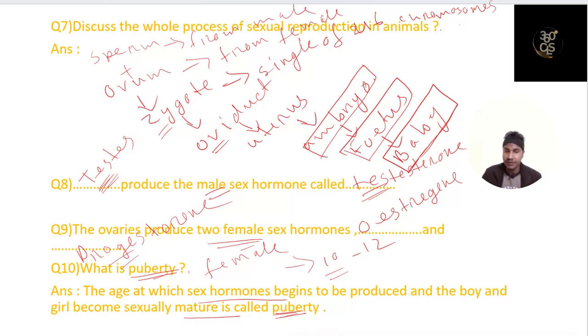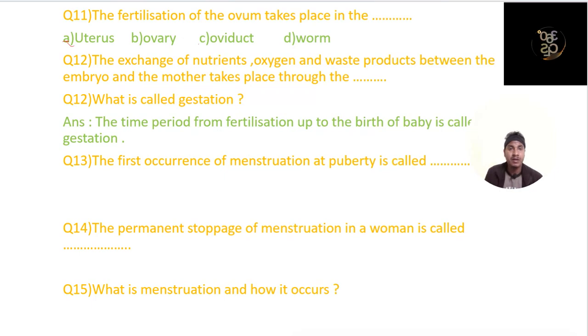So the next problem is, the fertilization of the ovum takes place in the what? फर्टिलाइजेशन कहाँ पर होता है? That is oviduct. Okay, fertilization takes place in the oviduct, so the correct option is oviduct. Now ओवरी में क्या होता है? ओवरी में जो ओवम है वो रिलीज होता है. So ovary releases what? Ovum.